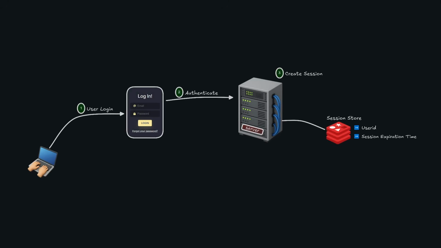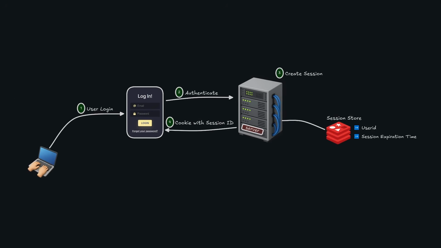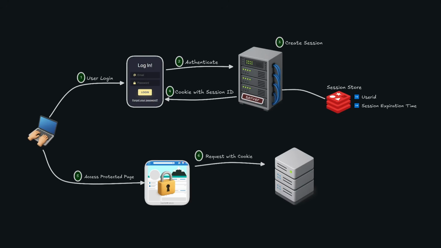Once the session is created, the server sends a session ID back to the client. This ID is usually stored in the browser as a cookie. From that point on, every time the client makes a request, the browser automatically sends that session cookie to the server. The server then uses the session ID to look up the session data in its session store. If the session exists and is still valid, the user is considered authenticated. The key idea here is simple. All session data is stored on the server, and the session ID acts like a key to retrieve it.